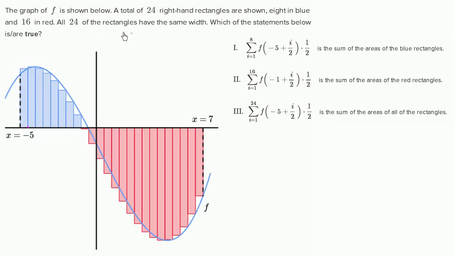All 24 of the rectangles have the same width. Which of the statements below is or are true? And they give us 3 expressions in sigma notation. And they say, like, this first one is the sum of the areas of the blue rectangles. This is the sum of the areas of the red rectangles. This is the sum of the areas of all the rectangles.